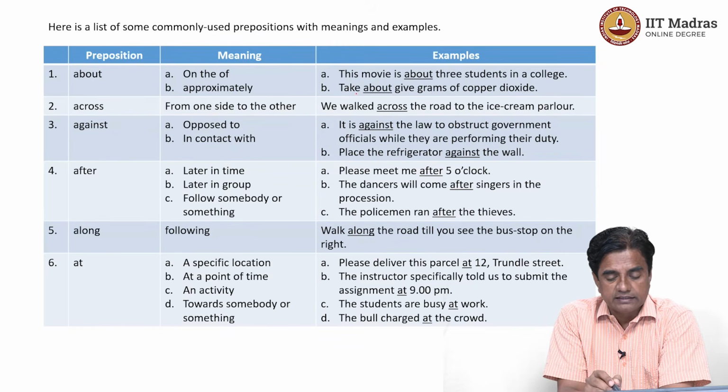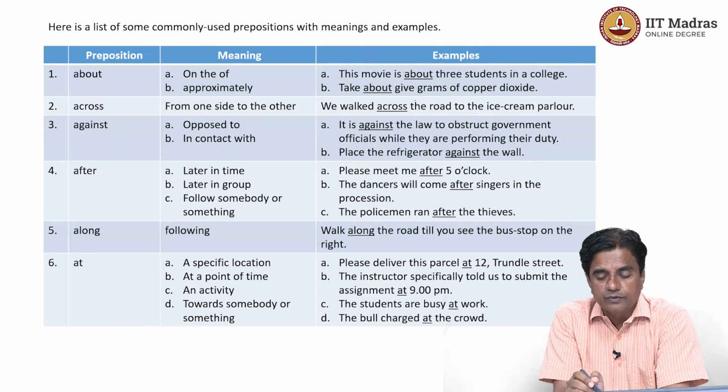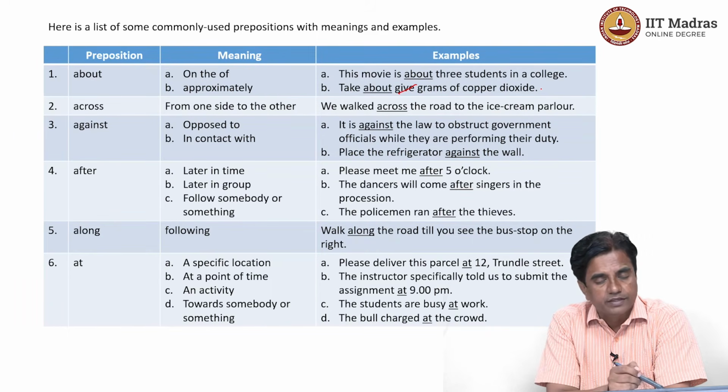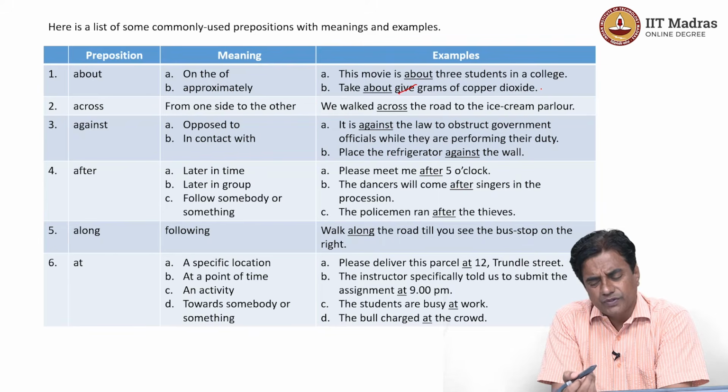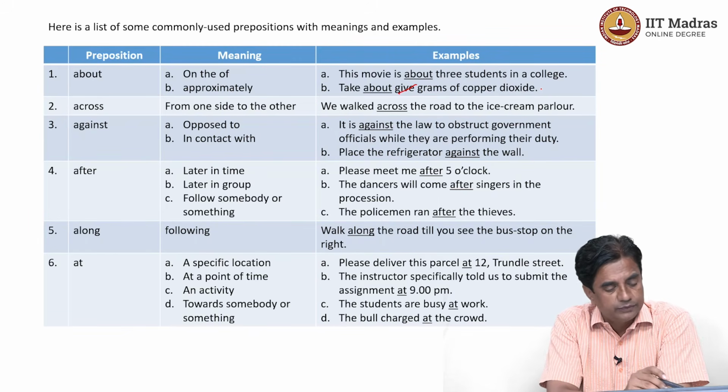Approximately, it takes about five grams of copper dioxide. Take about a gram of copper dioxide. So we are just using some examples to indicate how they are used.